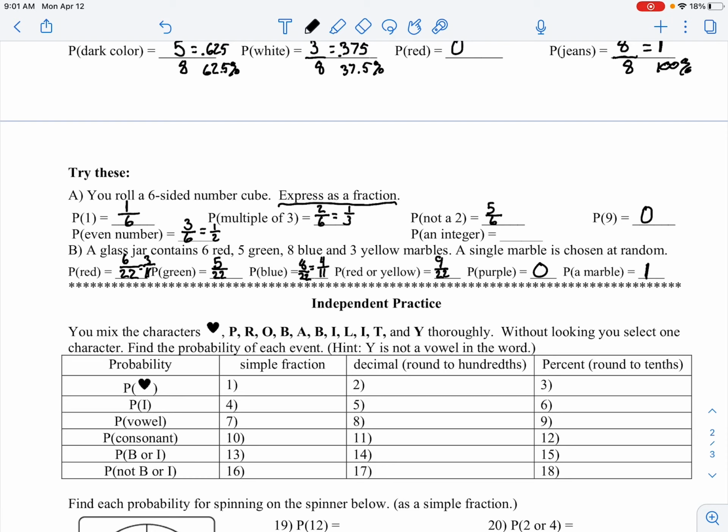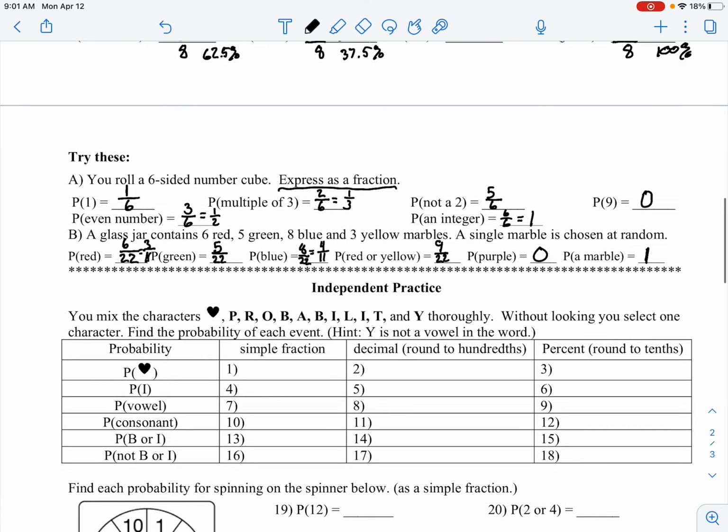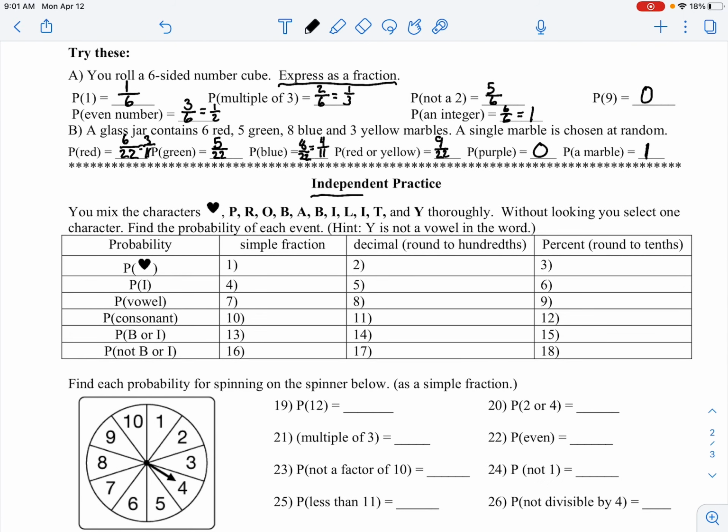All right, and then back to part A, the probability we draw an integer. Well, there's 6 integers on our dice and 6 possibilities that we would like being integers, so that is a 100% chance, certain.